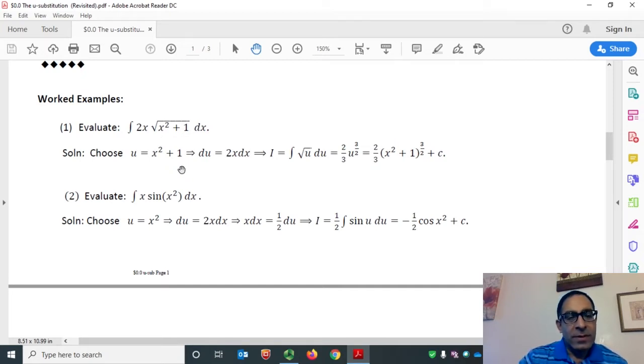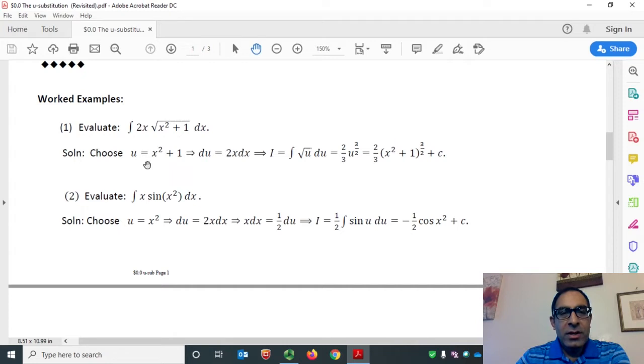So here, let's begin the solution. Choose u equals x squared plus 1. Then take the derivative, so du equals 2x dx. The derivative of 1 becomes 0. And look at the integral here. So this 2x dx is the remaining term on the integral.